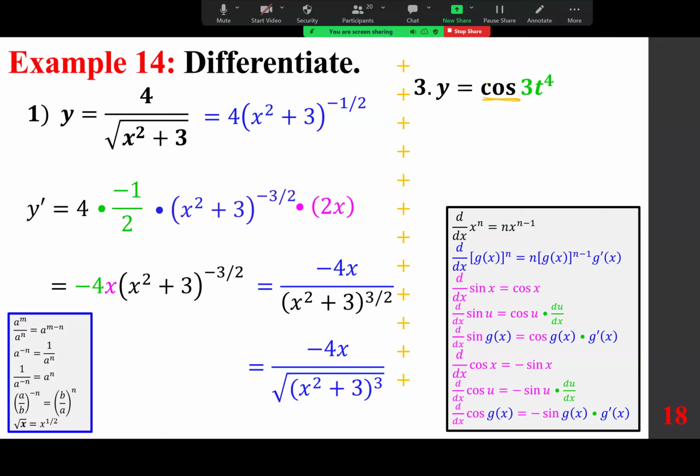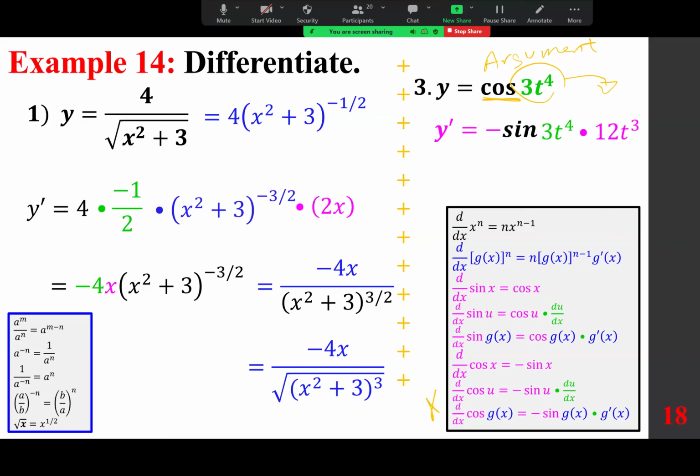Cosine. The derivative is negative sine. But every trig function must have an argument. I think I've mentioned that many times before. This is called the argument of cosine. So we have the same argument. By the chain rule, now I need its derivative, which is 12t cubed.